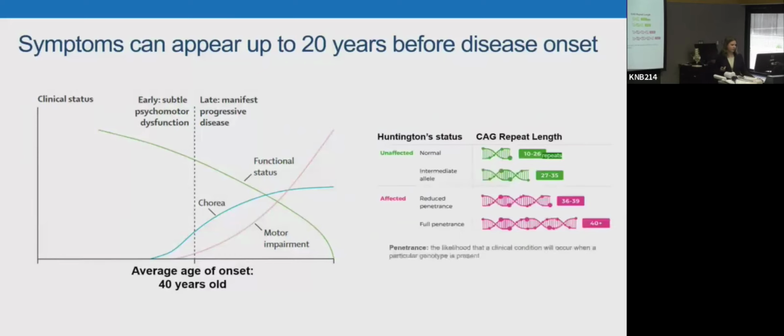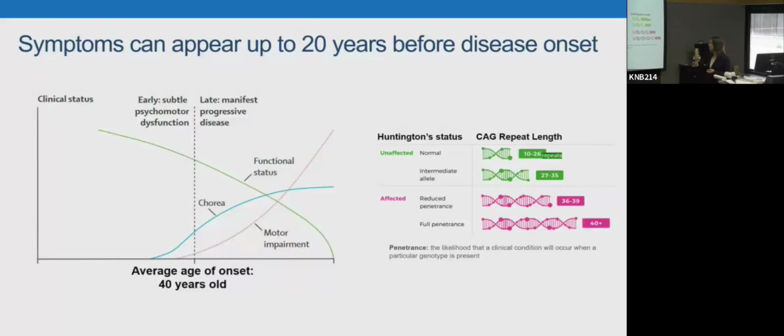I'll just talk a little bit more about the genetics here. Normally people have, as I mentioned, less than 26 repeats, or they might have 27 to 35 CAG repeats in their DNA, and they won't be affected by Huntington's disease. But if people have between 36 and 39 of these repeats, then they might have either a milder form of Huntington's disease or not have the disease at all. But once people have more than 40 of these repeats, people will have the disorder.